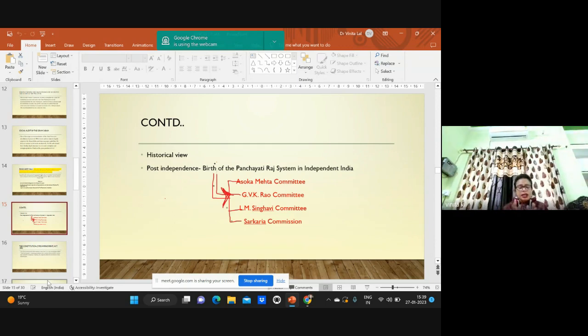So the Ashok Mehta committee provided a definite philosophical treatment to the system and also observed that rural India was the backbone of all developmental programs. So the future of India would depend on the welfare of the village, and Panchayati Raj as a system should contribute to the philosophy and function of rural life in India.